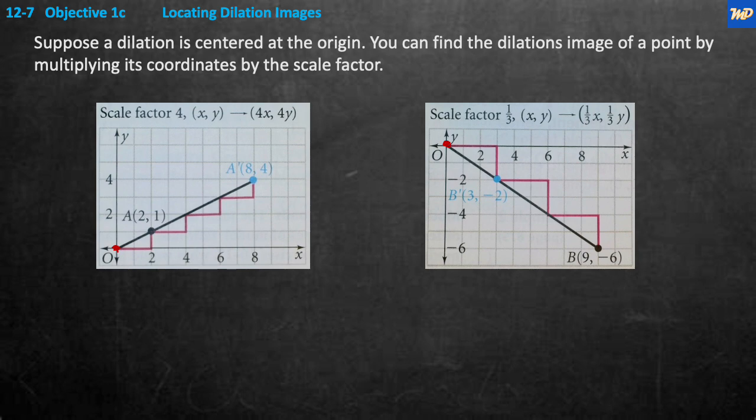So what is that saying? In the first one, the scale factor is 4, and we're saying that x comma y yields 4x comma 4y. So what does that mean? We look down here, and we see that A, in the beginning, the pre-image, is 2 comma 1. Now we want to find the image, so we multiply the pre-image by 4, and we come right up here to 8 comma 4. That's 2 times 4 is 8, 1 times 4 is 4.